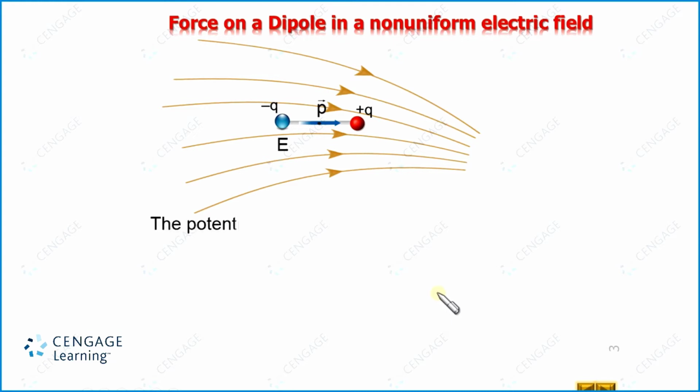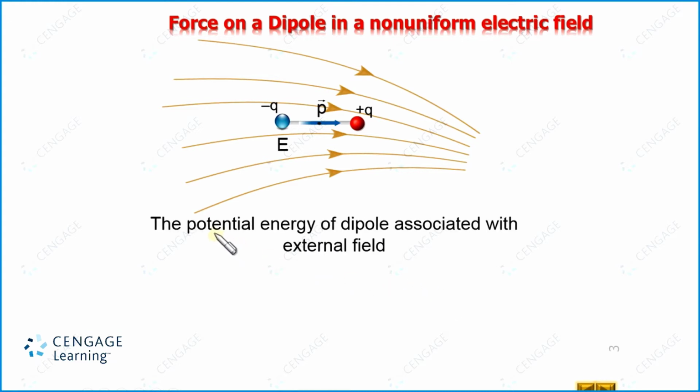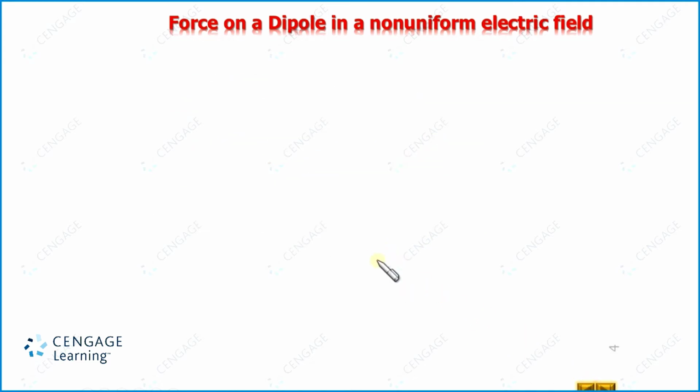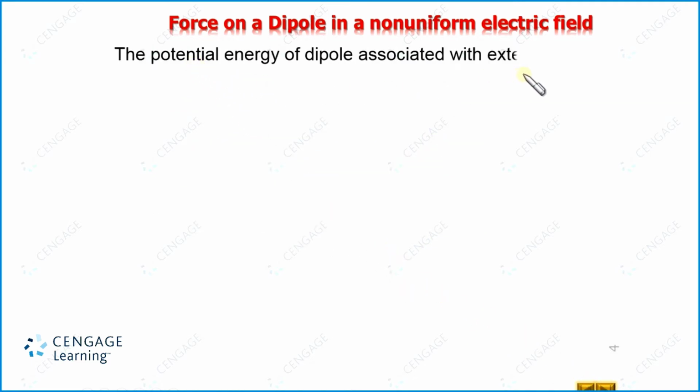Okay, so for calculating this force we need to calculate the potential energy associated with the external field. Let us write this potential energy, and we have the expression for the potential energy for a dipole placed in external electric field. We have the formula U equal to minus P dot E. This is the expression for calculating the potential energy of the dipole placed in external electric field. P is the dipole moment and E is the external electric field at the center of the dipole.